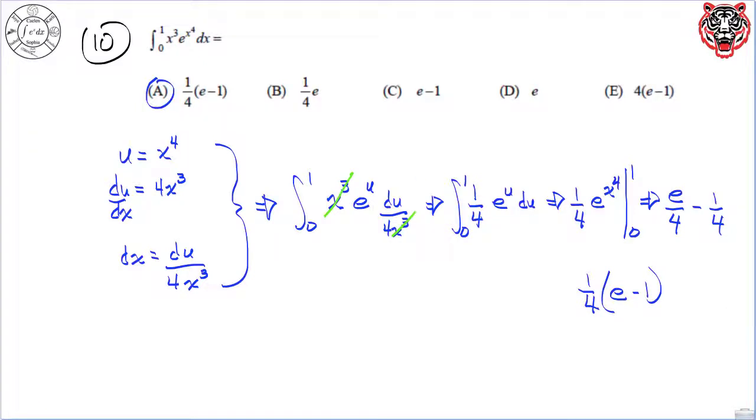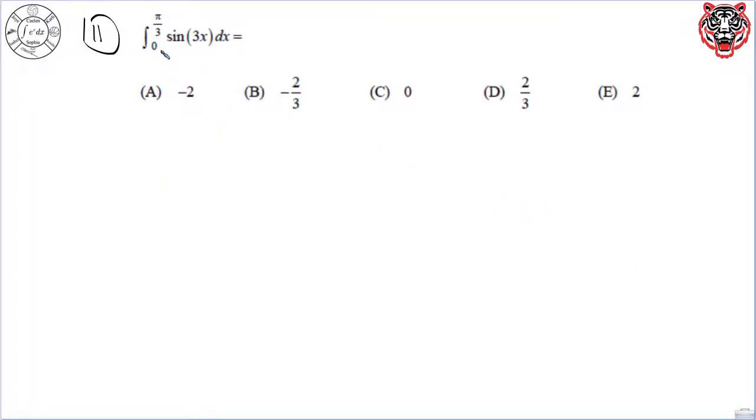Moving on to number 11. So this is the integral between 0 and pi over 3 of this trig function. So just kind of straightforward. What is the antiderivative of sine? Anti-same means change. So it's going to be, I'll write this down here, a negative cosine. And, oh, I was skipping ahead.